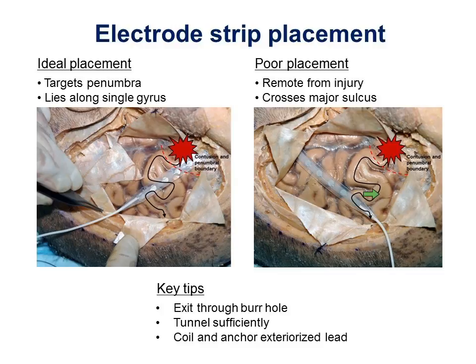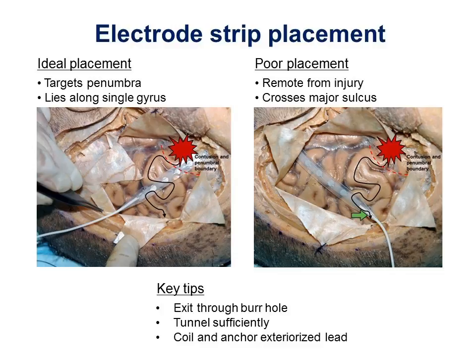On the right-hand side is an example of a less than ideal, poor placement of the electrode strip, where the strip's kind of farther away from the injury. It's really not too certain yet how widely spreading depolarizations propagate in the injured brain. It probably varies quite a bit from one patient to another. There's some evidence that they don't propagate very widely. Other evidence suggests to the contrary, that they go quite far.